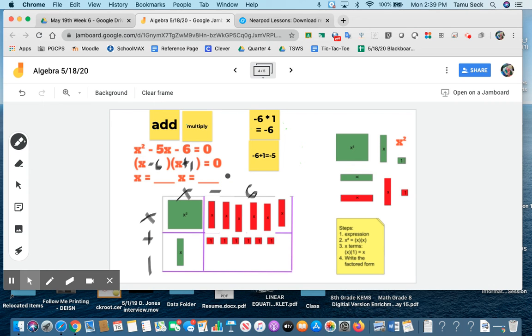So x minus 6 equals 0, x is going to equal positive 6. x plus 1 equals 0, x is equal to -1.